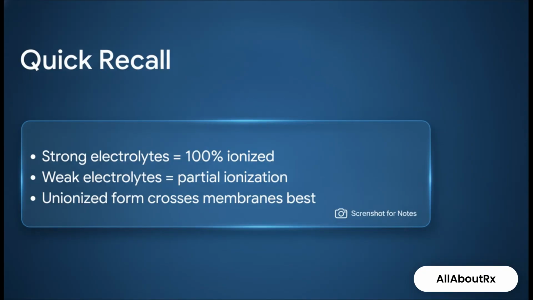So, quick recap. This is essentially the golden rule of absorption. Strong electrolytes are 100% ionized, weak electrolytes are partially ionized, and the unionized form is lipid-soluble and crosses those cell membranes best. This is the foundational building block for everything else we're going to talk about.